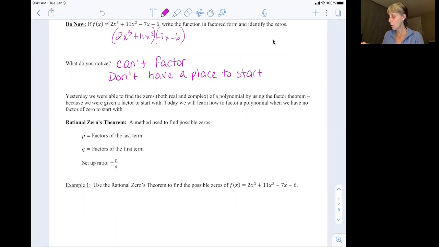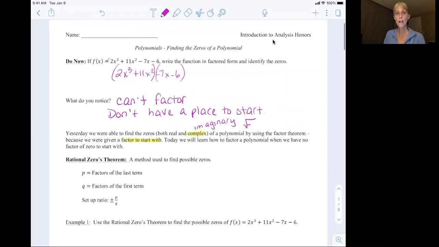So what we're gonna do today is, I should have read this. Yesterday, we were able to find the zeros, both real and complex. And just as a little side note, complex is just another way to say imaginary. So when you get a negative under a square root sign, you know that's an imaginary root. You know that's going to be an i. So we were able to use the factor theorem. We were given a factor to start with. Today, we're going to learn how to factor a polynomial when we have no place to start.